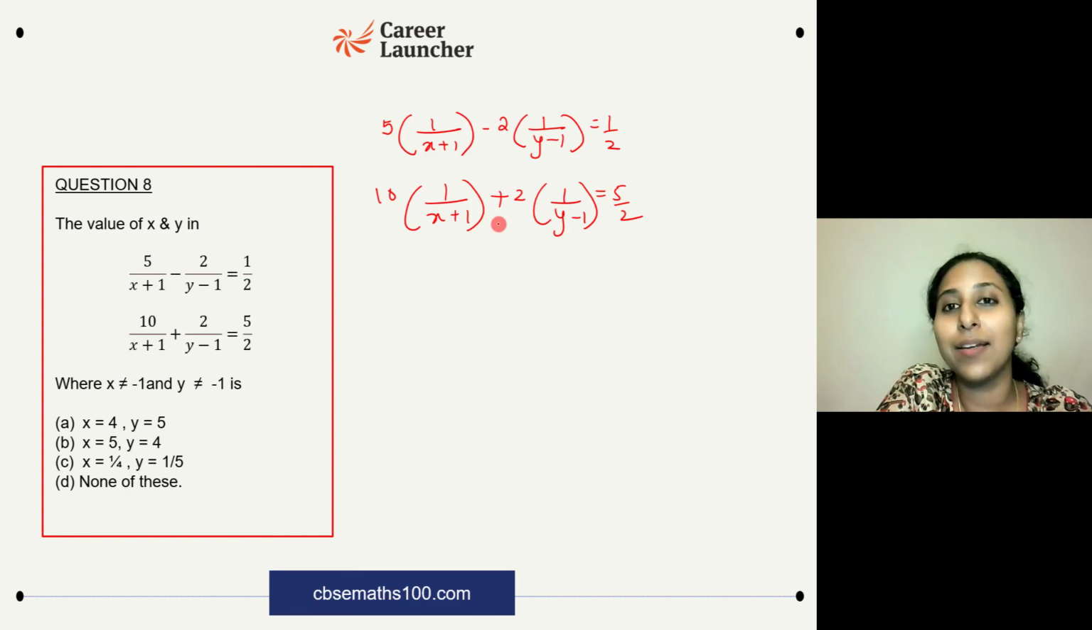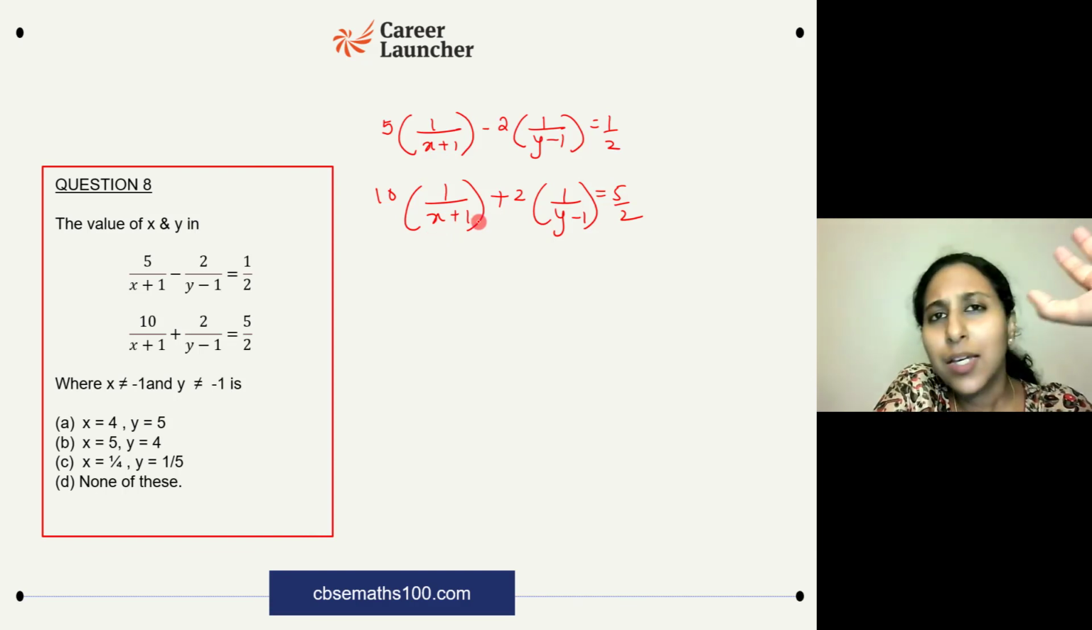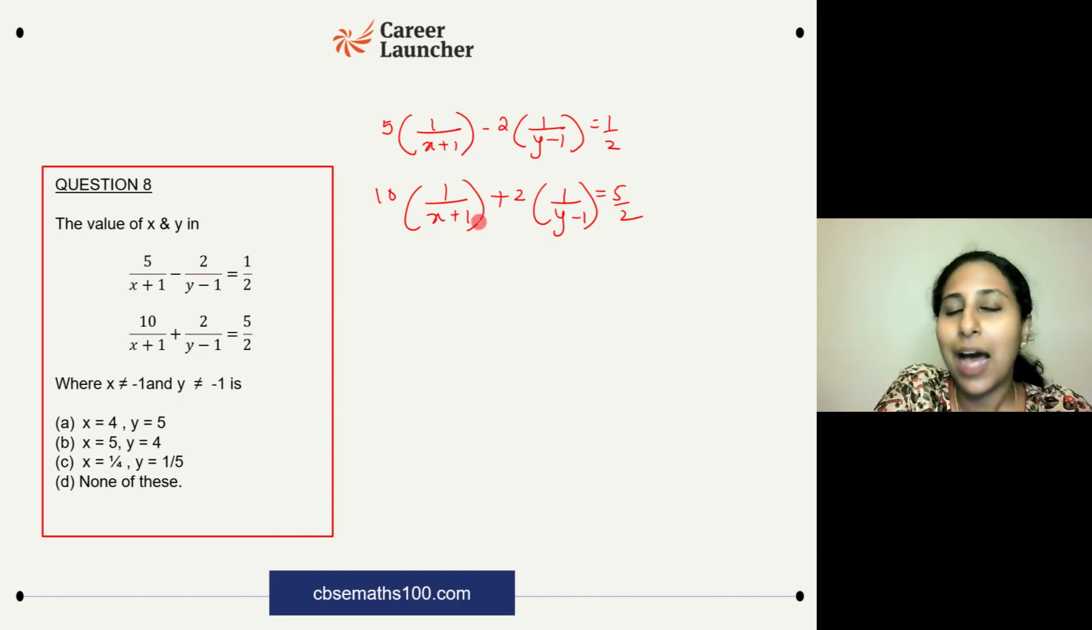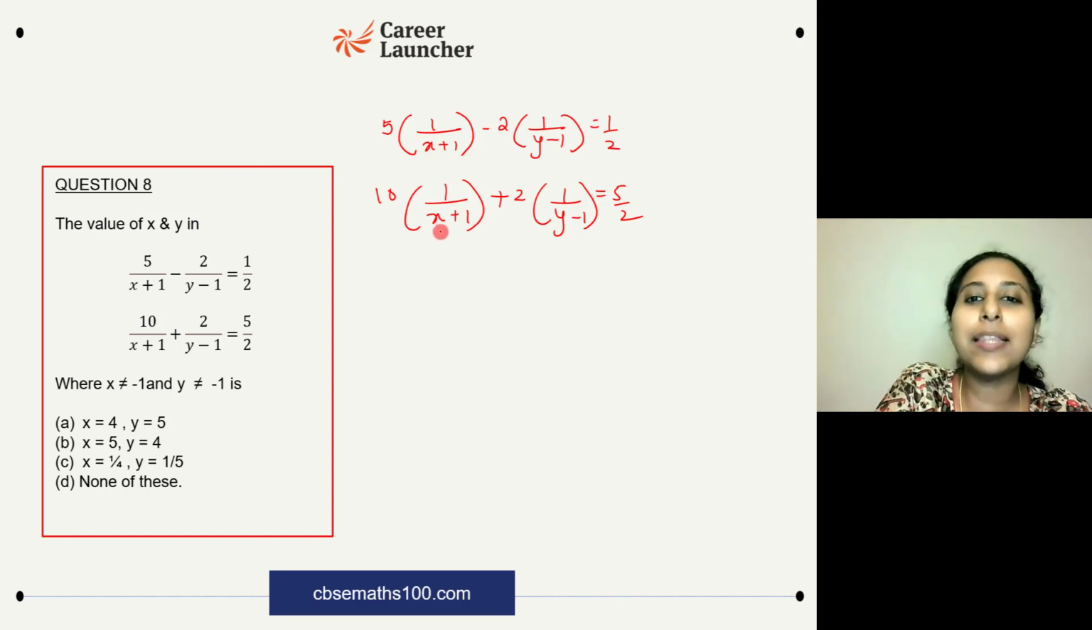That is also fine. That means you could directly eliminate here minus 2 by y minus 1 plus 2 by y minus 1. When you're adding these two equations, both of these are getting eliminated. You get an equation having only x, solve for x, and then find the value of y. Both are fine.